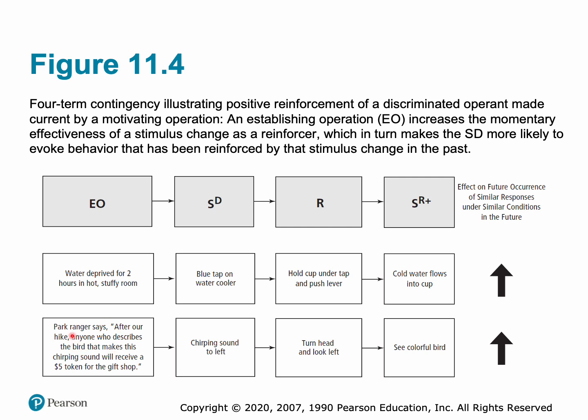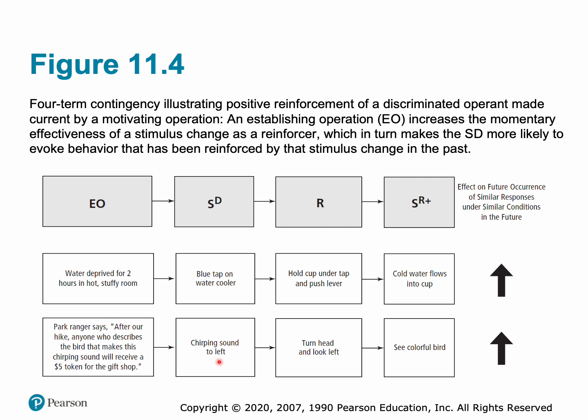Let's look at the next example. A park ranger says, after our hike, anyone who describes the bird that makes this chirping sound will receive a $5 token for the gift shop. So in this example, the park ranger describes a contingency that the people can engage in order to gain access to money. And it's likely that this person had a need for money.